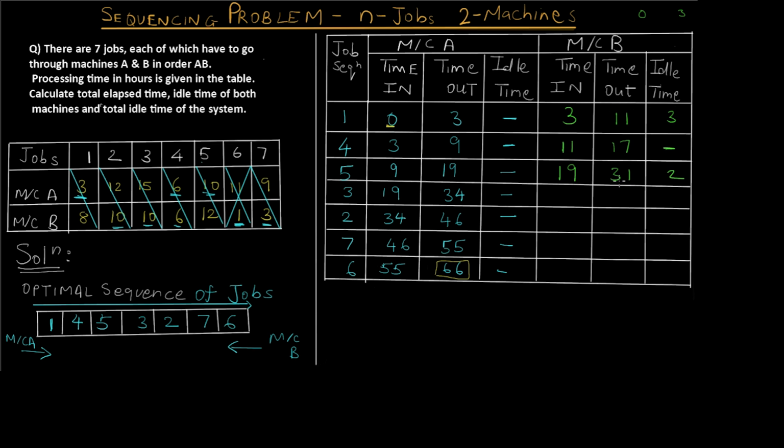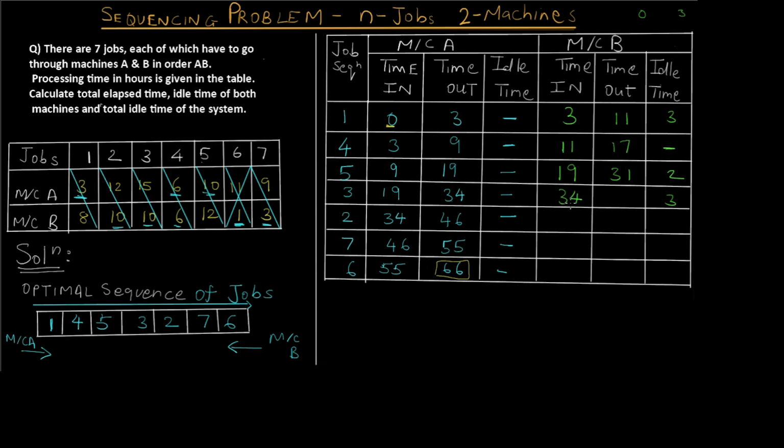Now again we have to compare 31 and 34. So since we know job 3 was being processed at machine A till 34th hour, machine B had to wait till 34 in order to process the job 3. So it has to wait for 34 minus 31, that is 3 hours, and it will start from 34th hour. So we have to always check timeout of machine B and timeout of machine A of the next job.